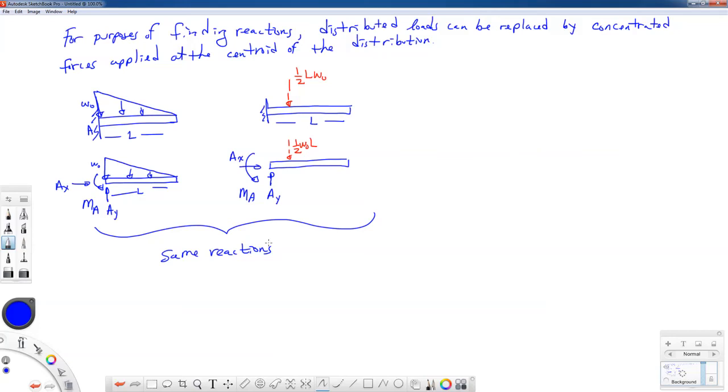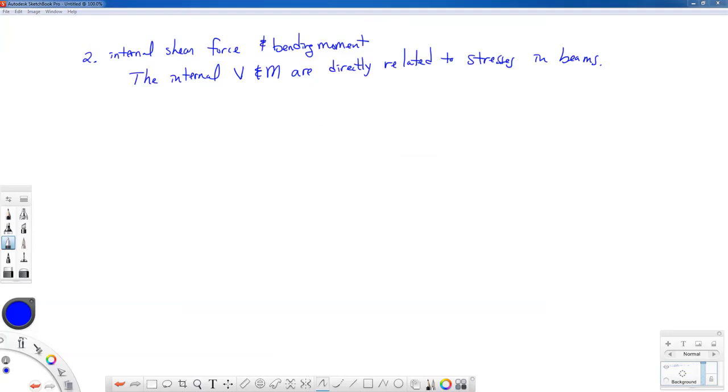Well, the next thing we want to talk about are internal shearing forces and bending moments, which is something that you would have seen in statics when you drew your shear force and bending moment diagrams. And we'll do the same thing in our class. We will draw and sketch shear force and bending moment diagrams as well. Now the internal shearing force and bending moment inside of a beam are directly related to the stresses in beams. They're going to cause shearing stresses and axial normal stresses in our beams.